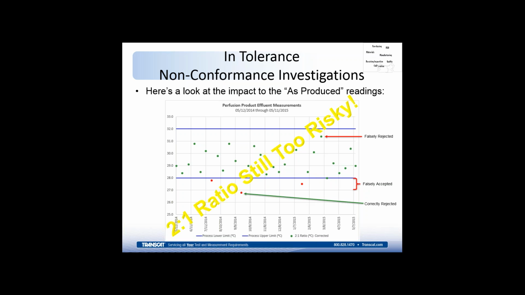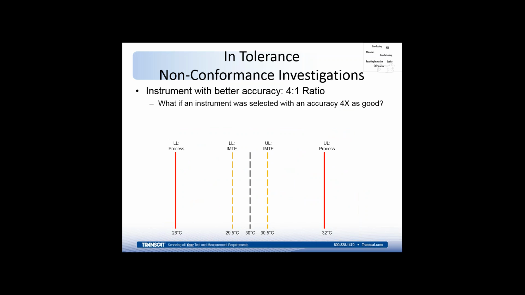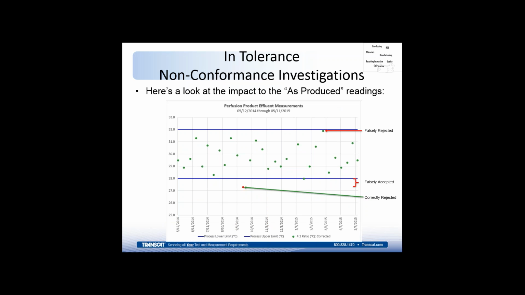So a 2-to-1 ratio still is too risky. We can do better. This is where we go to 4-to-1 to take a look at what would happen there. Now, if the instrument drifts to within its tolerance, not out of tolerance, we could be as far off as 1/4 of the process tolerance. So it's minimizing that risk. And in this situation, we would have no falsely accepted situations in this particular case. We'd still have 1 falsely rejected and 1 correctly rejected, but further out. Not as much of an impact.